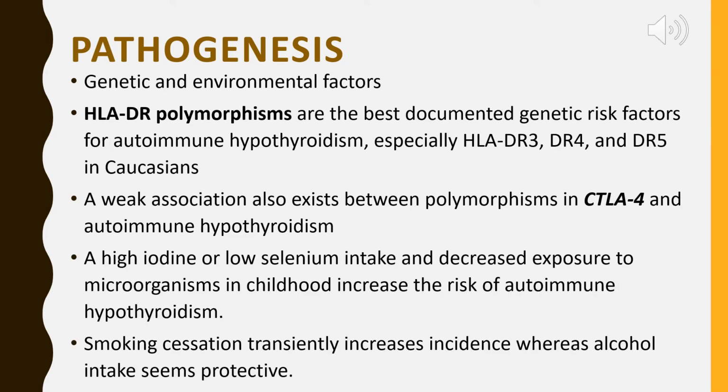Environmental susceptibility factors are poorly defined at present. A high iodine or low selenium intake and decreased exposure to microorganisms in childhood increase the risk of autoimmune hypothyroidism. Smoking cessation transiently increases incidence, whereas alcohol intake seems protective.